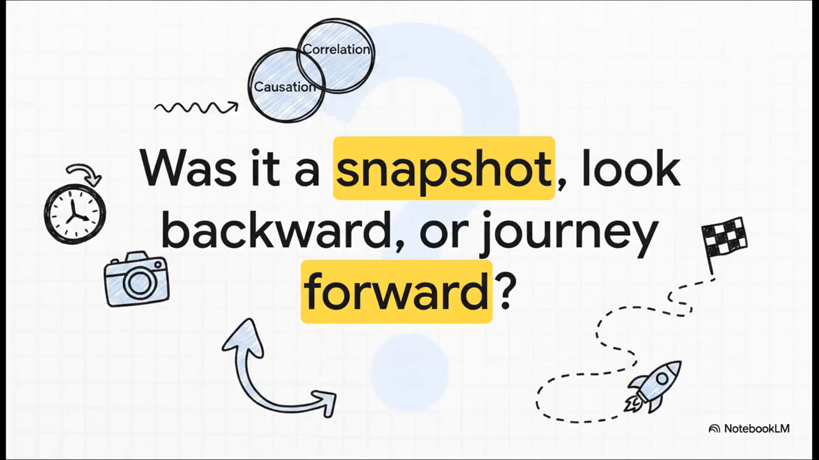Armed with Dr. Nair's framework, you now have a seriously powerful lens for evaluating everyday medical news. So next time you're scrolling and read a dramatic health headline claiming some wild new link between a lifestyle habit and a disease, I challenge you to pause and ask yourself, how did they actually get this data? Was it just a momentary snapshot, a memory-reliant look backward, or a meticulously tracked journey forward? Understanding these distinctions is the absolute key to spotting the crucial difference between mere correlation and actual causation.